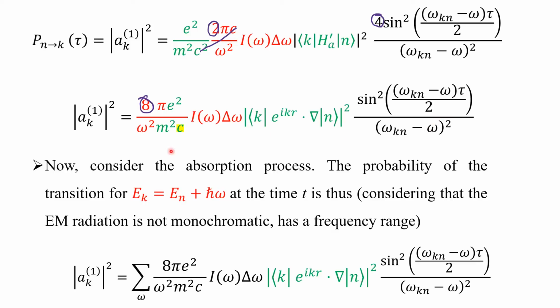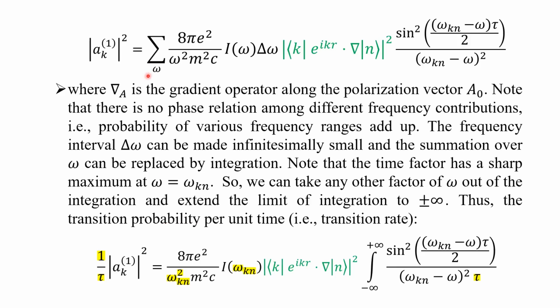Now consider the absorption process, that is, your particle is absorbing some energy. Then assume your EM radiation is not monochromatic, it has a frequency range. Then you will add the sum over all the frequencies, summation over omega, and you keep all the other things as they are. You will get it like this. So we got this expression finally.